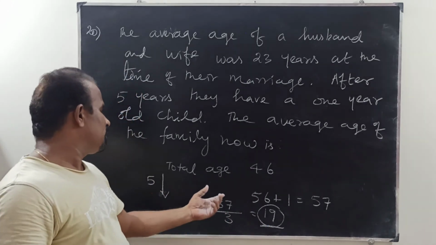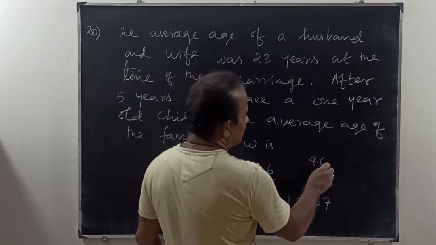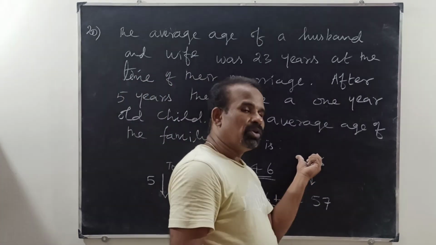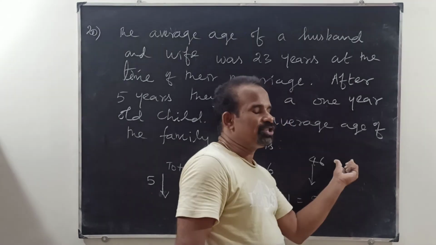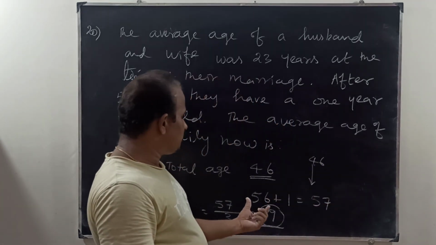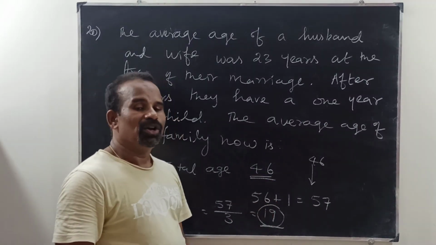Clear? So here you suppose 23 plus 23 is 46. After 5 years, 5 is increased to husband and also 5 is increased to wife. Therefore the sum of the age is also increased by 5 plus 5, 10. So therefore 46 will become 56.